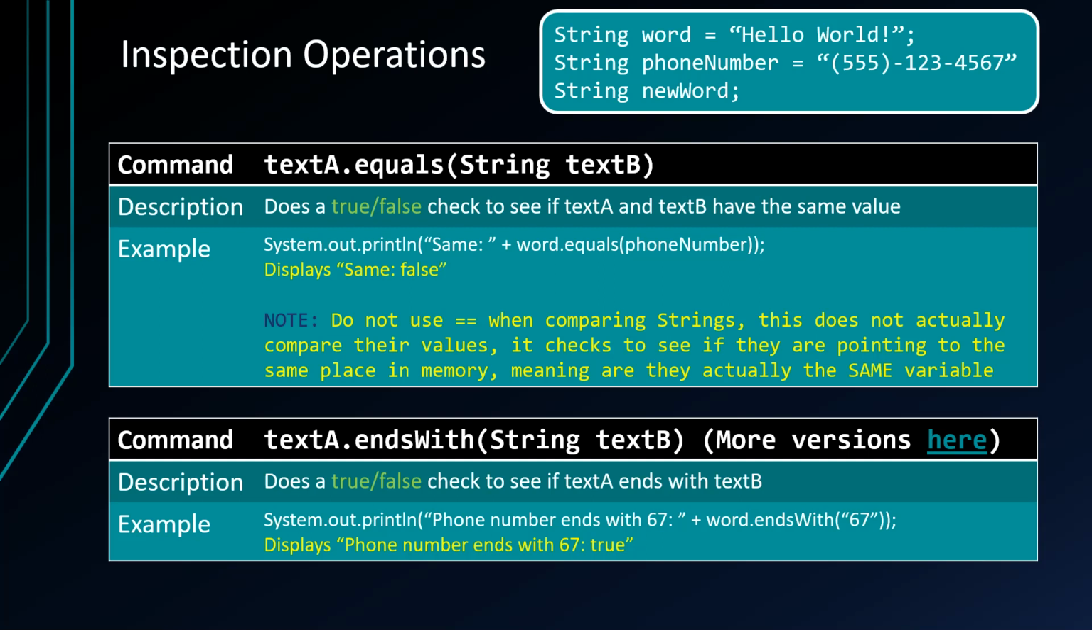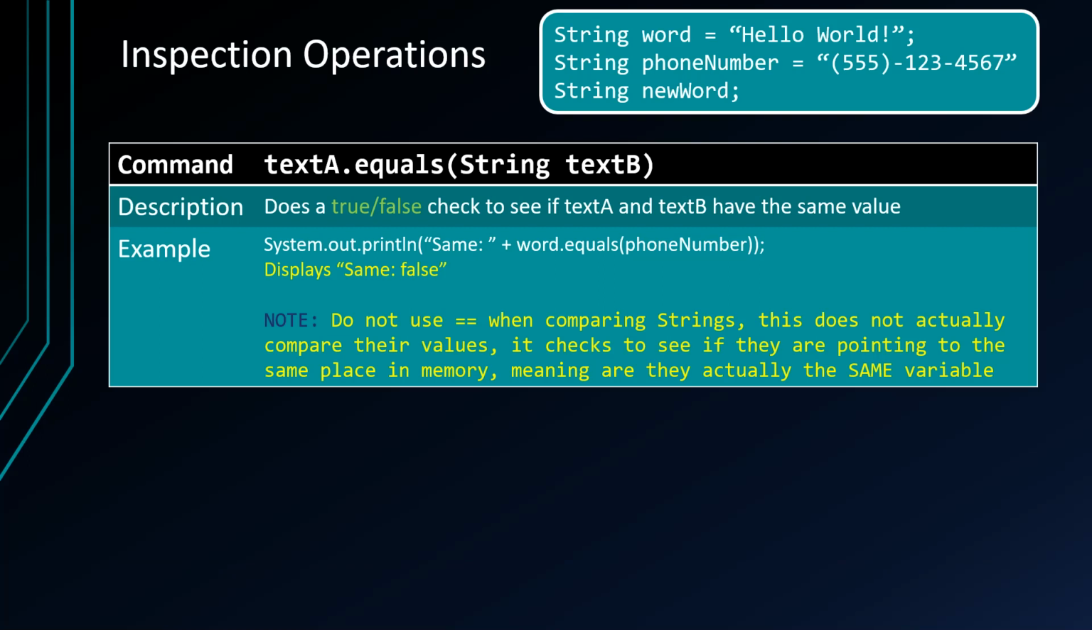So the last set of inspection operations we're going to look at, the first one is .equals. Sometimes we may want to know whether a piece of text exactly matches another piece of text.